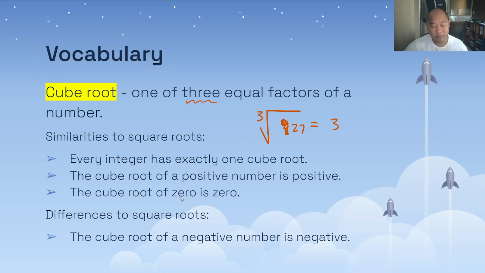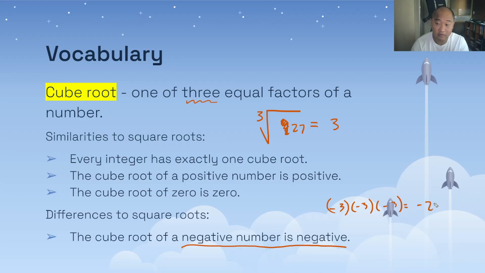There are some similarities to square roots. For example, each integer has only one cube root, just like every integer has just one square root. The cube root of a positive number is positive. The cube root of 0 is 0. Those are all the same as square roots. But the difference to square roots is that the cube root of a negative number is negative. That was not possible with square roots. But as you can see, negative 3 times negative 3 times negative 3 is negative 27. So we can have a cube root of a negative number, and that's okay. It's just fine.